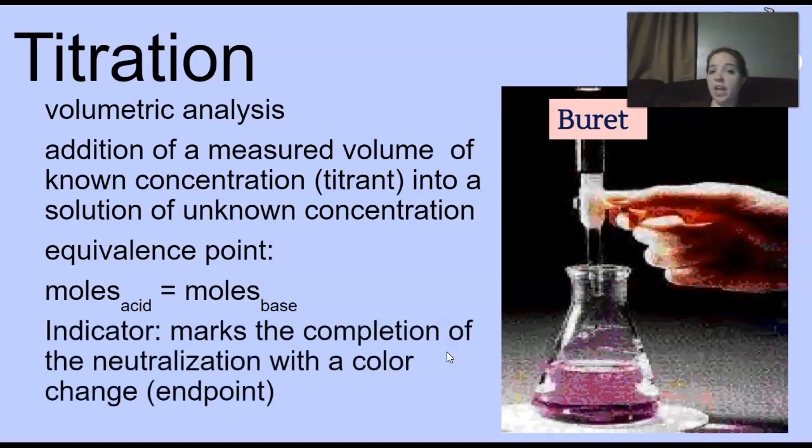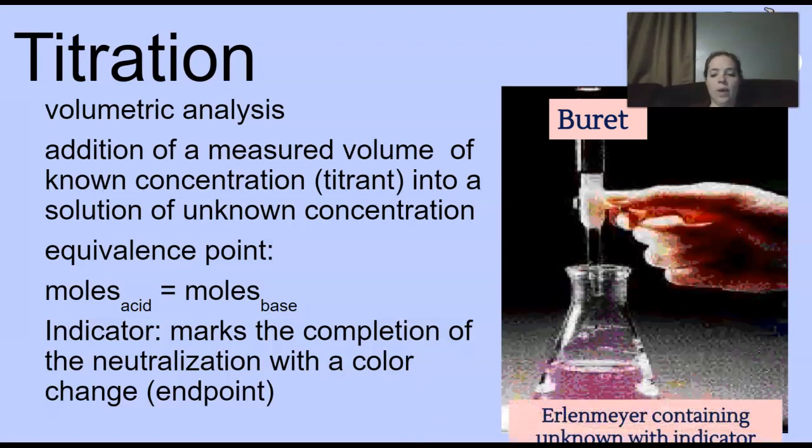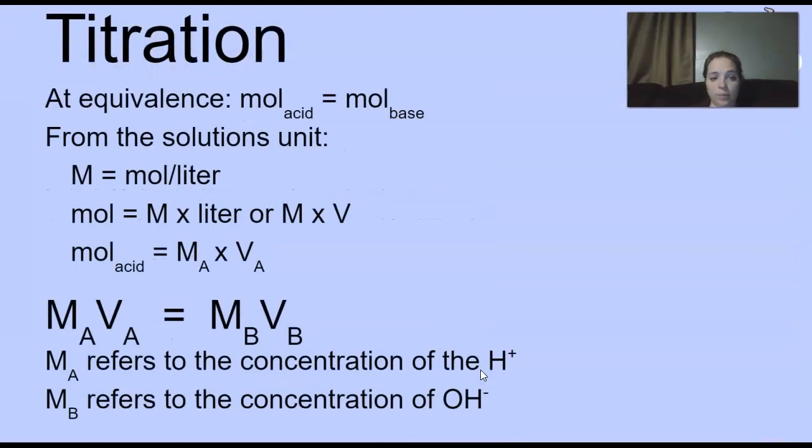So again, an indicator, what we've already used, marks the completion of the neutralization with a color change. And this is going to be an endpoint. You want to get it right as it switches. You don't want to leave it open, notice there's a change, and then close it, and it's about this much. No, you want it right when it does it. Okay? And this is an Erlenmeyer flask containing an unknown and an indicator.